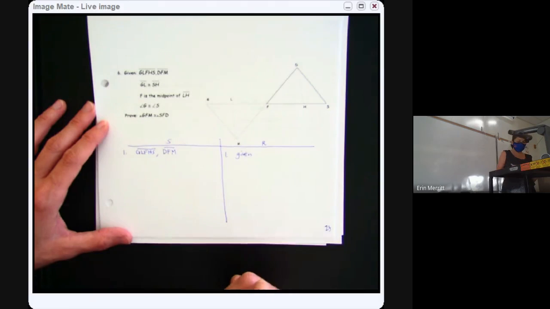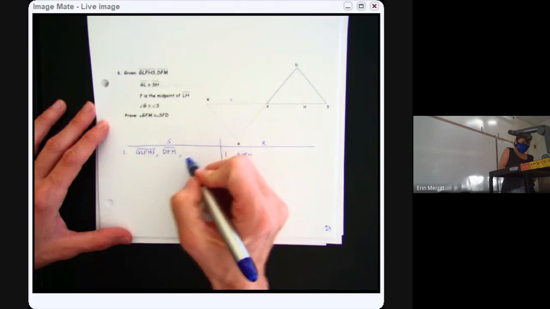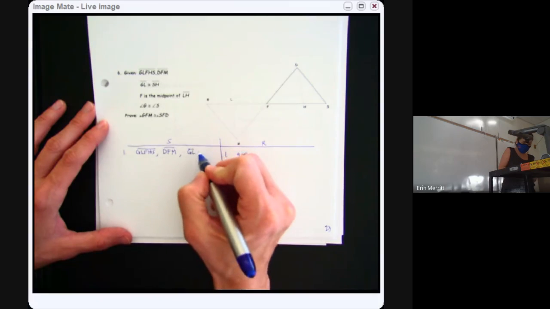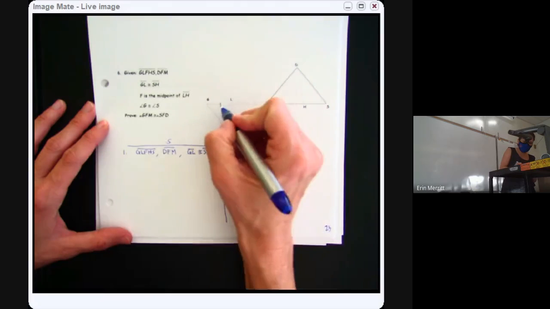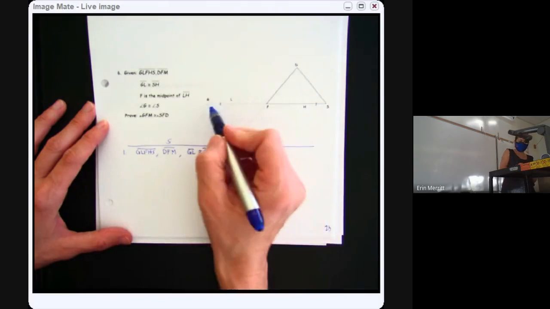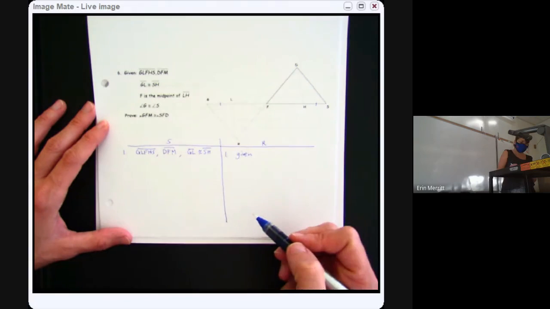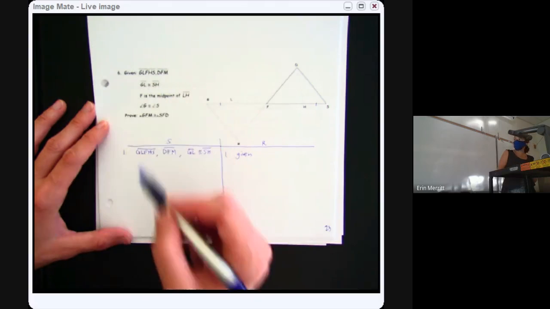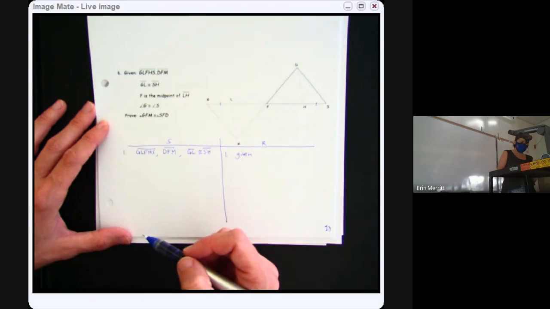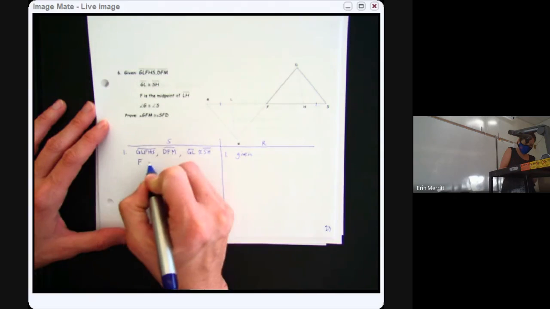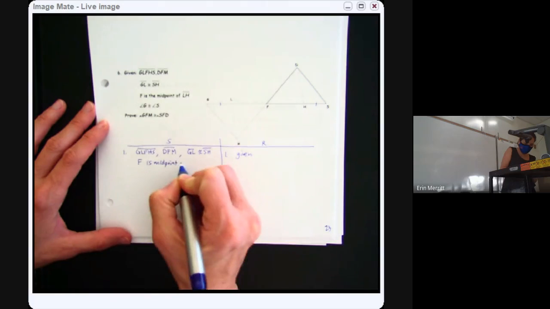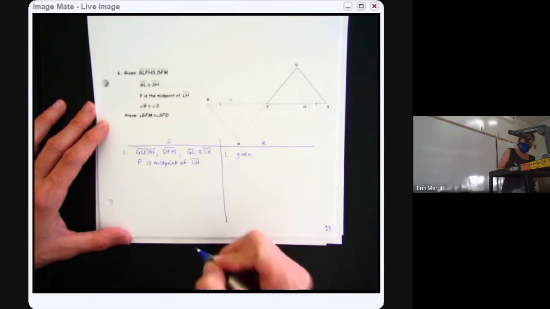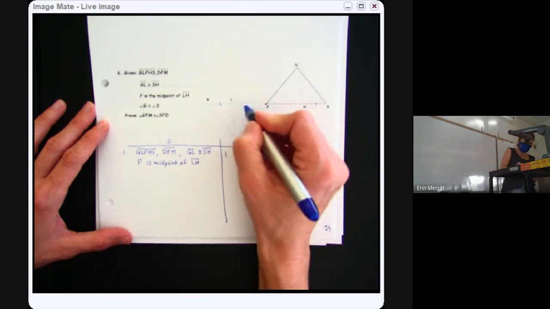I would absolutely go right on to the next given. So because there's not a ton of space, I'm going to put it next to it, that GL is congruent to SH. And then in the diagram, I can mark that this segment is congruent to that one. The fact that I don't have any vocab terms to work with, though, means I'm going to keep going. So I'm going to put that F is the midpoint of segment LH in here. So this is the midpoint of that segment.